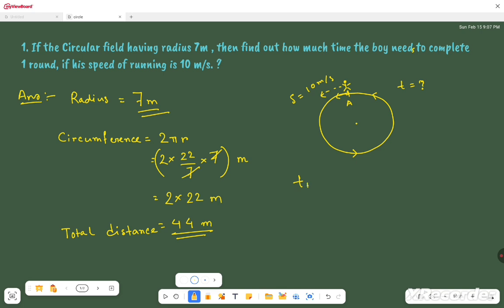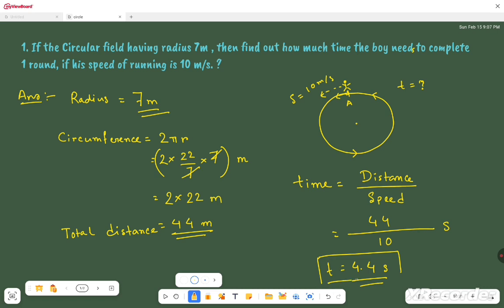Now time, we know the formula of time is distance divided by speed. Distance is 44 meters and speed is 10 meters per second. Ultimately the unit will be seconds. That means 4.4 seconds. So the time taken by the boy to complete one round is 4.4 seconds. This will be the answer.